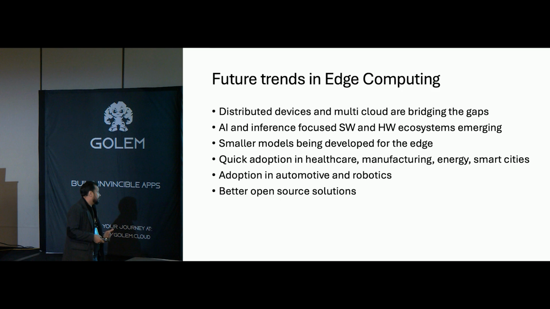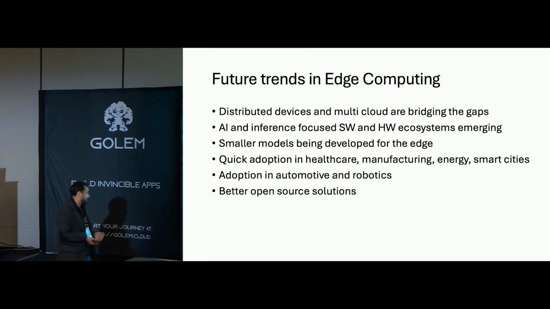AI and inference-focused software and hardware ecosystems are emerging. So if you go and look at what NVIDIA is doing, what other companies are doing, there's a huge push. Even Google, SageMaker from AWS, NVIDIA, IBM, these companies already have products which take your models, dump them in an edge device, and basically run the inference at the edge. So they are not only providing you with the pre-trained models, as we talked about, but letting you use your own custom models to do the inference on the edge.